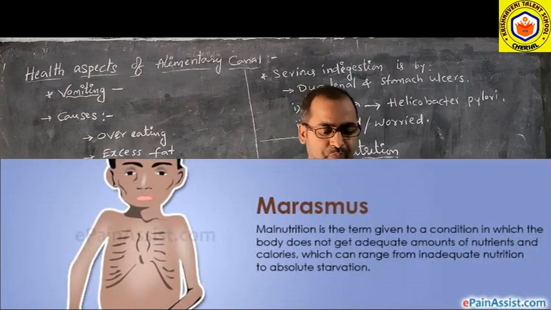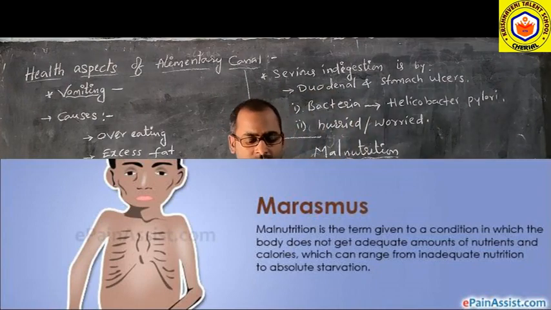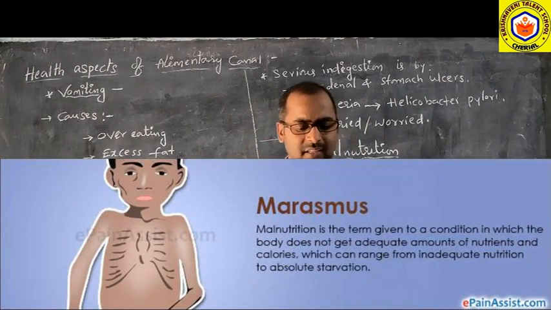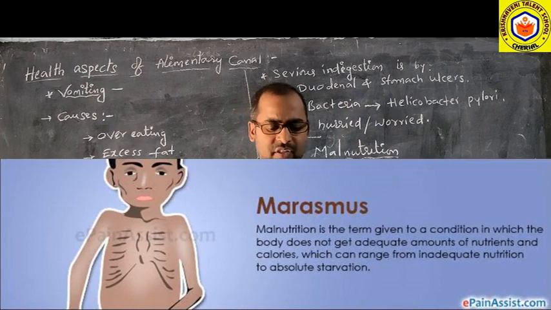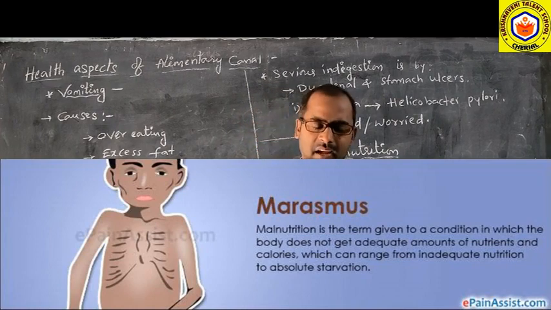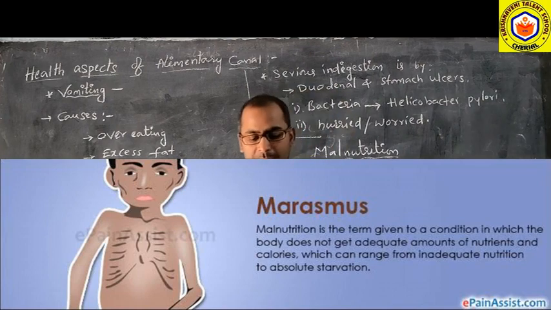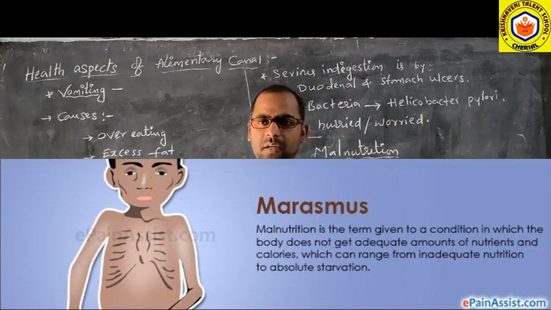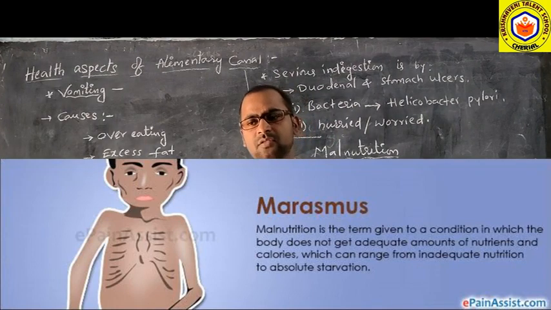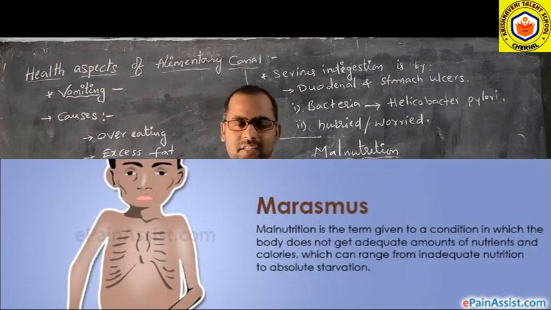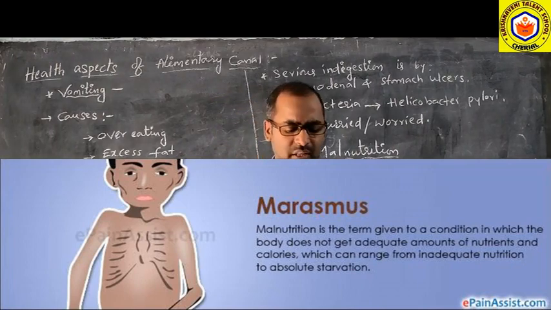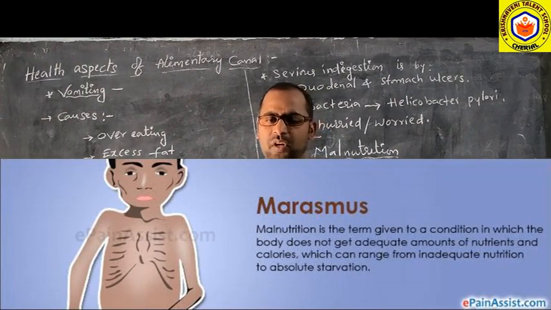Right? And next, Marasmus disease. Marasmus disease is due to the deficiency of both proteins and calories. Generally, this disease occurs when there is an immediate second pregnancy or repeated childbirths. So if a mother has repeated childbirths, those children will get Marasmus disease. So they have both protein deficiency as well as calorie deficiency.